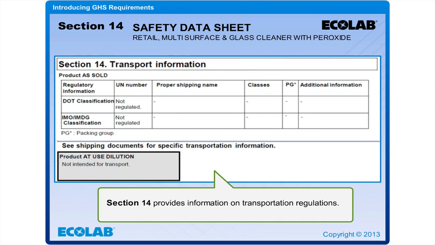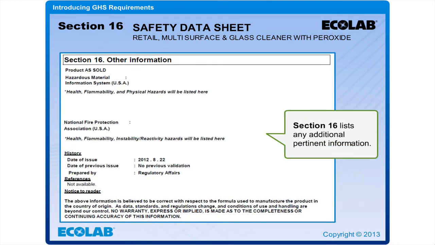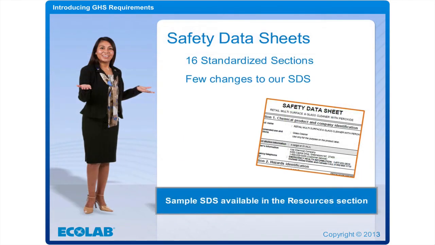Note that some products, such as this example, are not regulated in transportation. Section 15 offers additional regulatory information external to OSHA. Included may be how it is regulated by the EPA or state agencies. This last section lists additional pertinent information such as the date of SDS issue and supplemental information determined by the manufacturer. For example, Ecolab has elected to list the WHMIS and NFPA ratings in this section. Safety data sheets will be more robust and contain additional information with the GHS requirements.